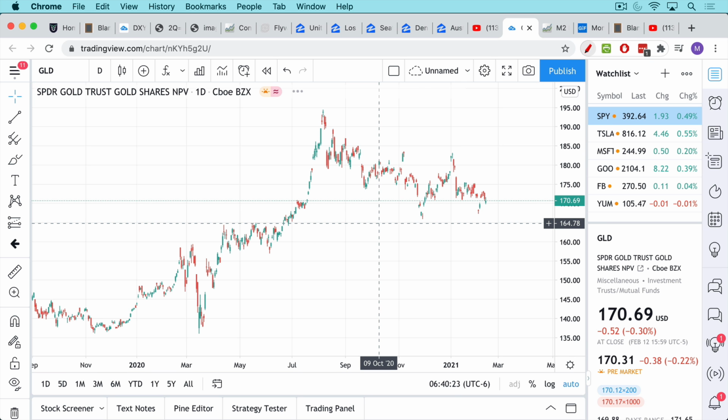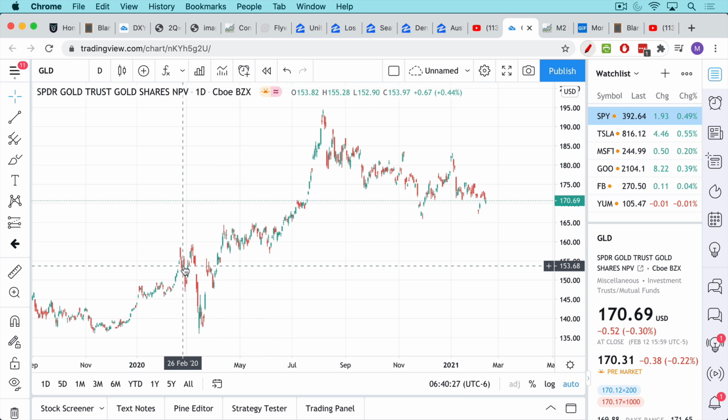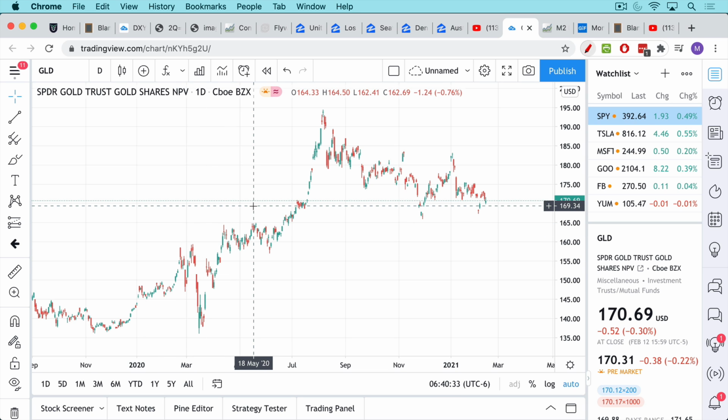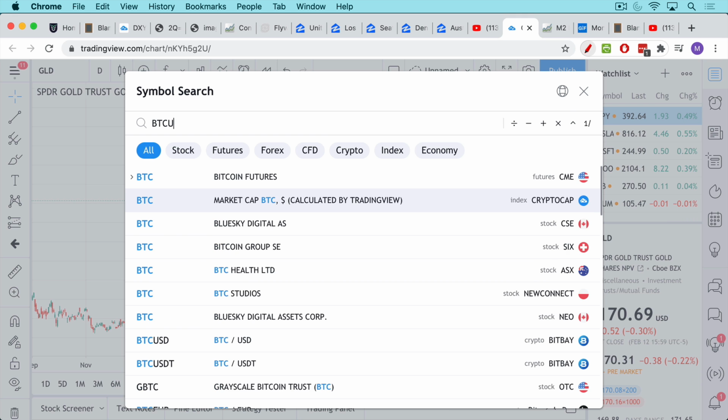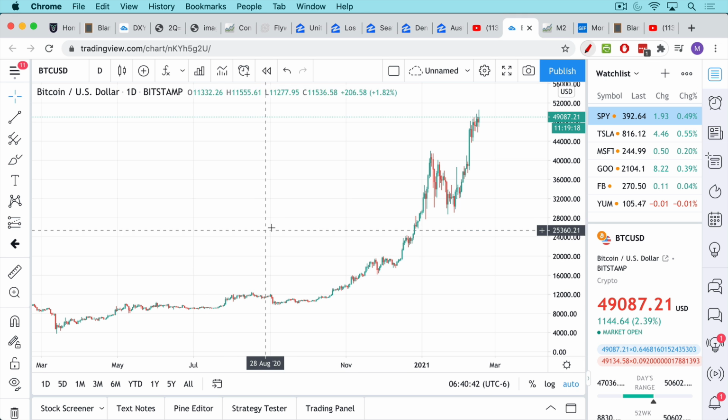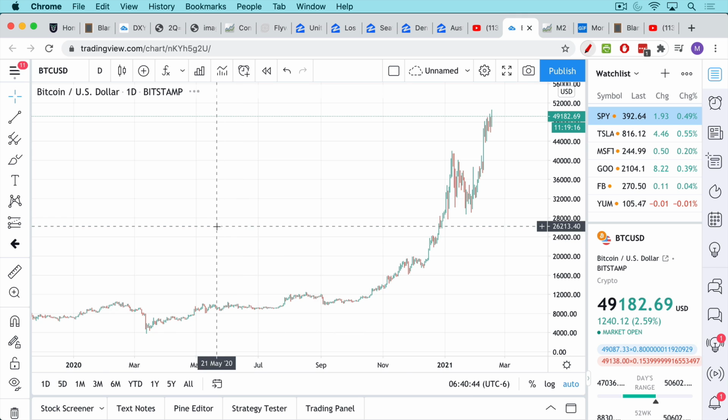Let's look at gold next. Gold, a little bit disappointing performance, but still up significantly from a year ago. And so if you measure inflation rate in these various assets, they're obviously a lot more than 1% CPI inflation. Bitcoin, obviously up just a tremendous amount. The chart goes parabolic.